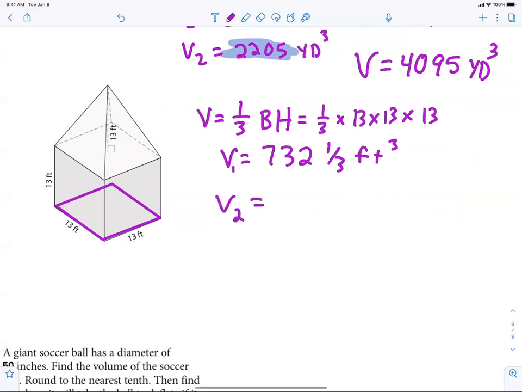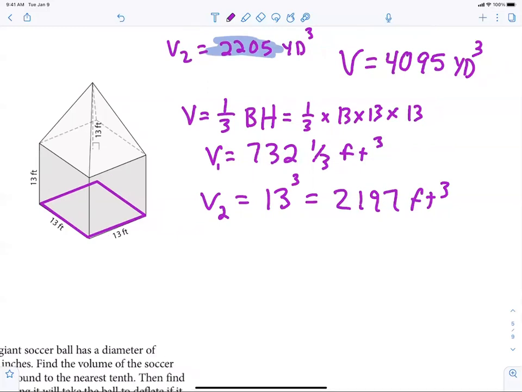Volume number 2. How do I find the volume of the other shape? Yes. Because it's a cube, you could say 13 to the third power. And then that 13 to the third power was what? 2,197. Everybody agree with 2,197? Yes. And then that would be cubic feet. So then all together, what are we looking at? 2,529.50. Anybody else get that besides Luca?